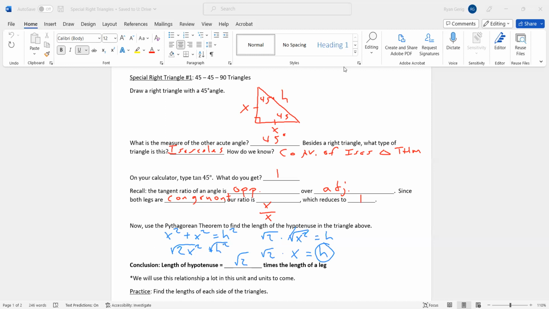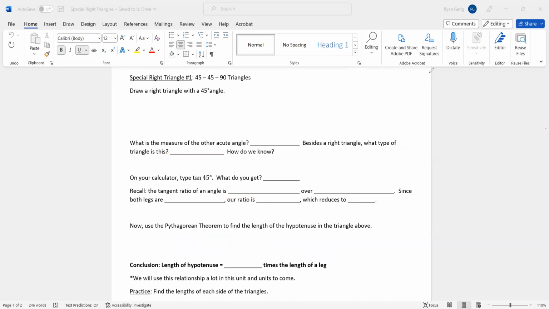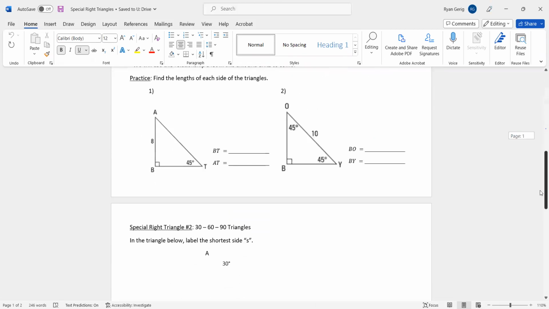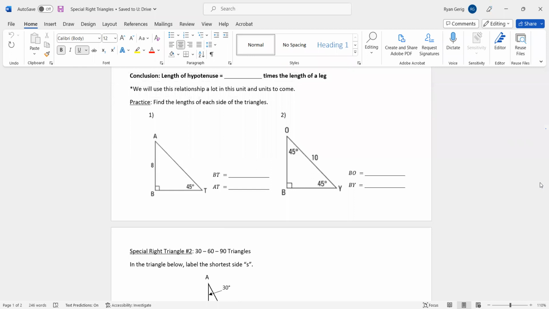All right. And we're going to go to the bottom here and do a couple practice problems with that. The first one is pretty straightforward and basic. The second one's a little harder. So the length of the leg, the length of each side of the triangle, I gave you AB was 8. You want to find BT and AT. So I'll call BT x and AT y.